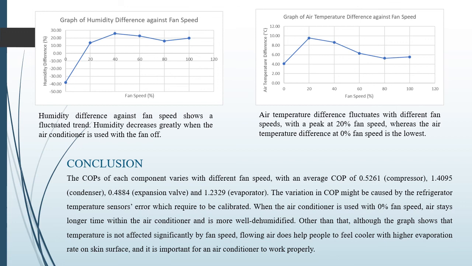So in conclusion, the COP of each component varies with different fan speeds, with an average COP of 0.5261 in the compressor, and so on in the condenser, expansion valve, and also the evaporator. Hence, the variation in COP might be caused by refrigerator temperature sensor errors, which require calibration. So when the air conditioner is used with 0% fan speed, the air stays a longer time in the air conditioner.